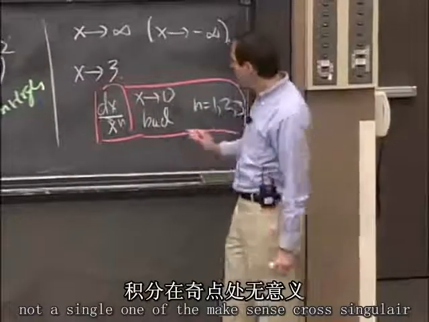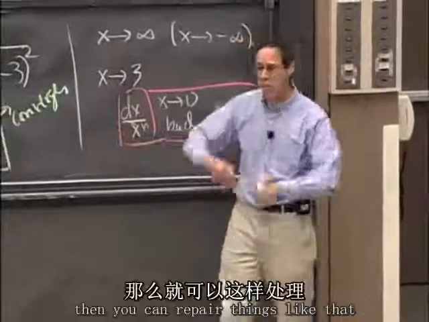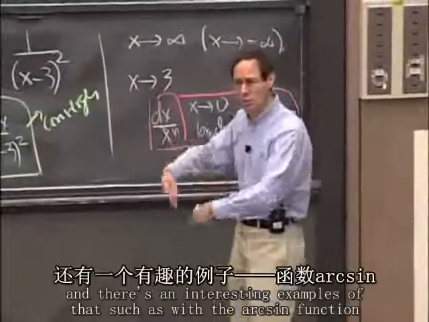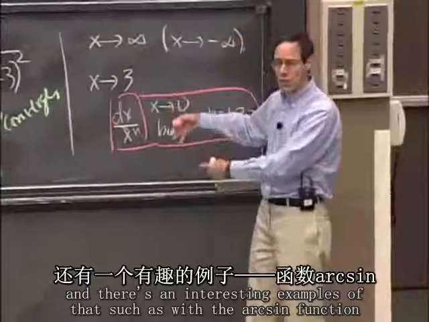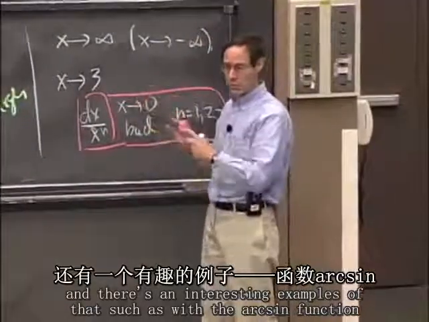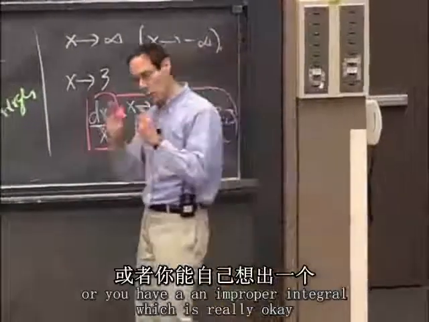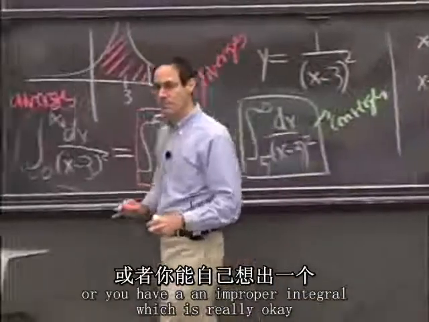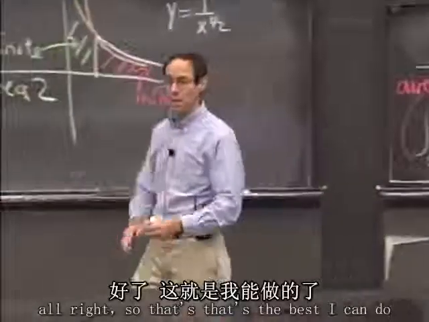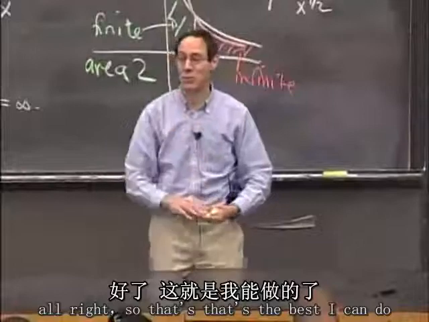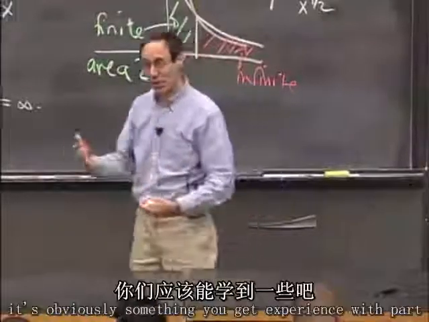Right? If you have square roots and things like that, then you can repair things like that. And there are some interesting examples of that, such as with the arc sine function and so forth, where you have an improper integral which is really okay. All right? So that's the best I can do. It's obviously something you get experience with. All right.